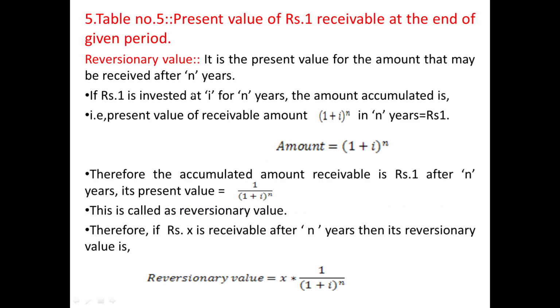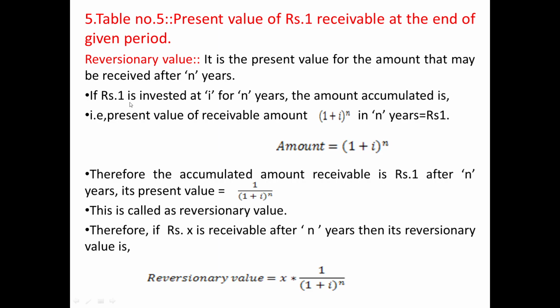Table 5 is different now. Here it is the present value of rupees 1 receivable at the end of a certain period. That means rupees 1 you may get after some period. Suppose I promise you that I am giving you rupees 10,000 after, say, 10 years, not right now. Exactly how much amount am I going to pay you today? So the present value of, for example, 10,000 that you may receive after 10 years, that present value of the amount you are going to receive after a certain period, is called the reversionary value.